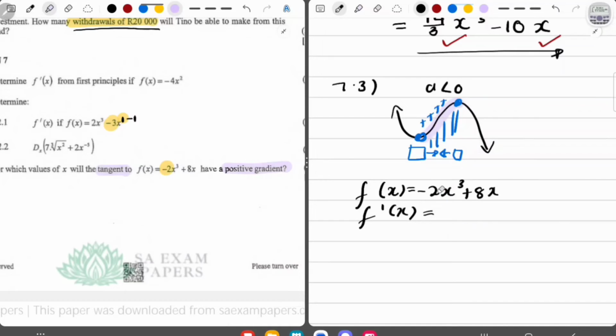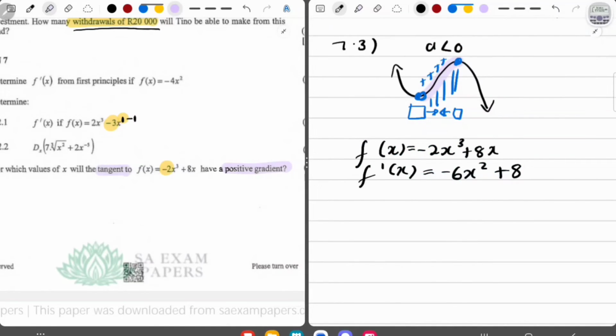Okay, so negative 2 times 3 gives you negative 6x. 3 minus 1 is 2, and then we have positive 8. And then, of course, you know it has an exponent of 1. You subtract 1 from it, it becomes 0. Anything to the power of 0 is 1. And so 1 multiplied by 8 just stays 8. Okay, great. We found the gradient of this curve.